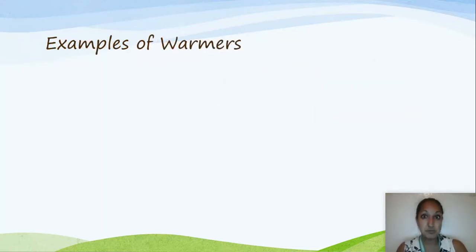Let's look at some examples of warmers that you might find useful to adapt to use in your classroom. You could play back to the board. This is a game where you have a learner sitting, obviously, with their back to the board. They can't see what you're writing and they face the other learners in the class. You write a word or phrase on the board that other learners must describe to the one who can't see the board. Once the learner guesses it correctly, you move on and put another term on the board.